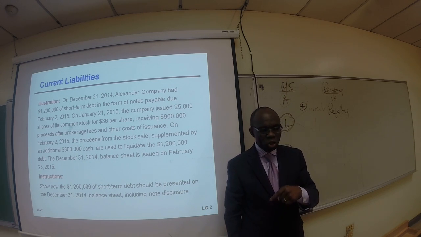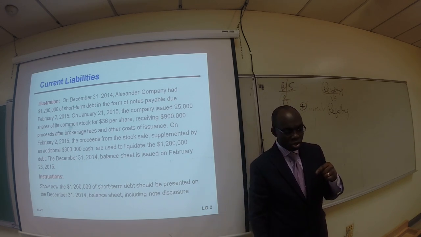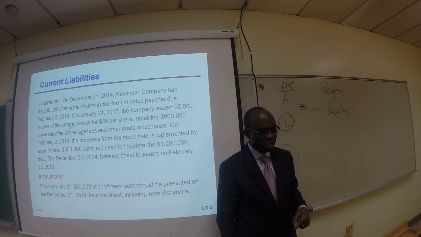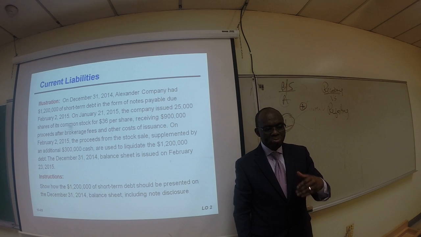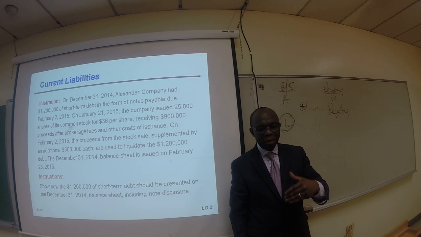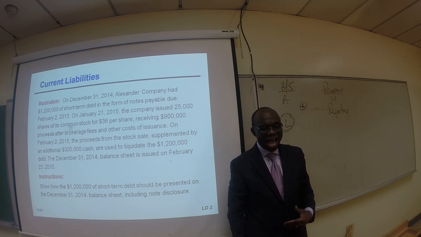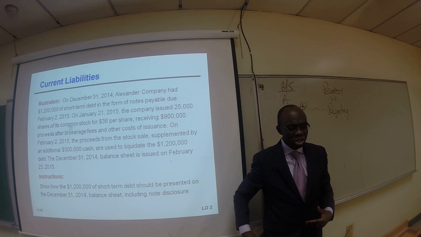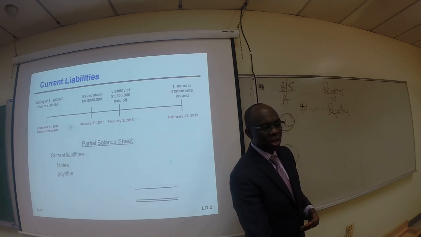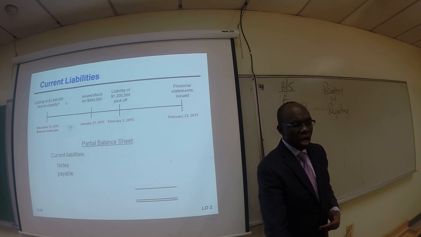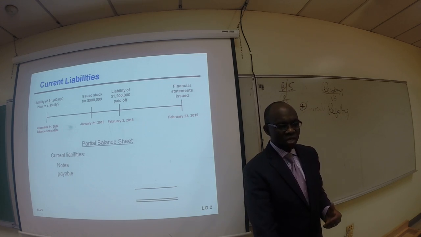The balance sheet for December 31st, 2014 is issued in February 2015. The question is, how do we show the $1.2 million of short-term debt that is due 2 months after the end of the accounting year, given this situation? So let's take a look at how this plays out. December 31st, 2014 is the end of the accounting year. The $1.2 million classification is the issue.